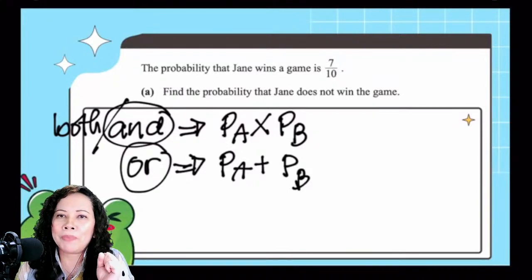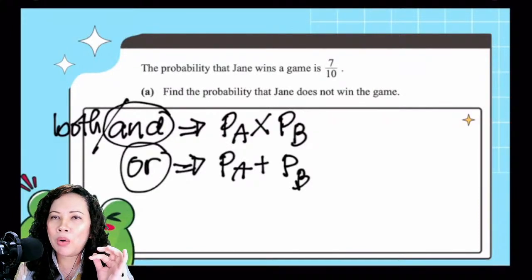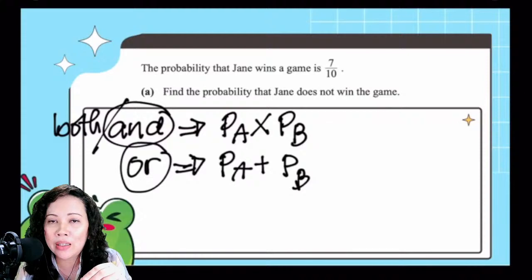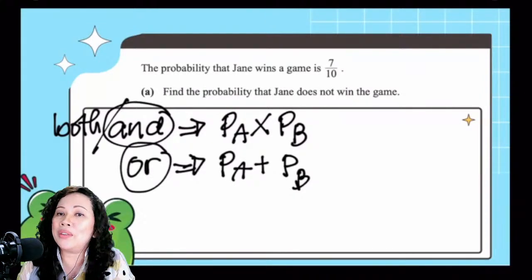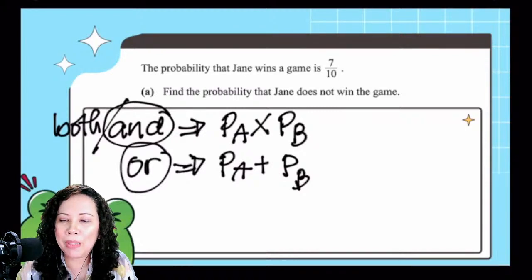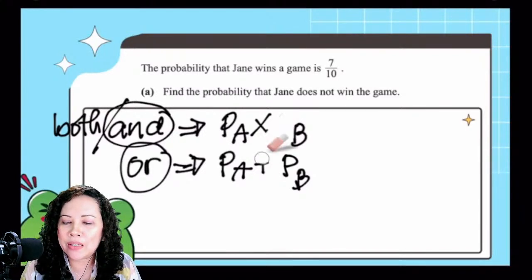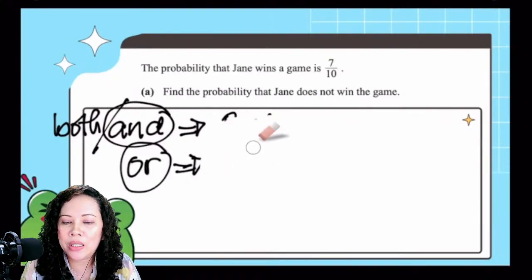So if you say, what is the chance for today to rain, or it will be sunny, that means you have to add the probability of both A or B. All right, so that is your probability. So for this question, this is a very simple probability question.